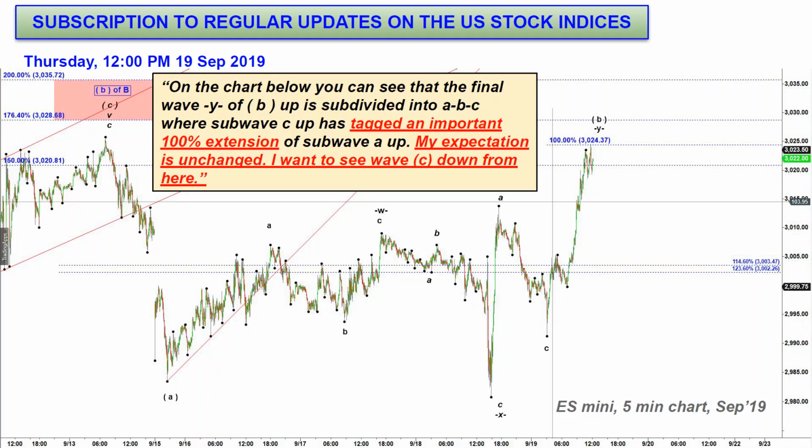It's Thursday noon. My expectation is unchanged. I want to see wave C down from here. And at this point, I kept adding to my puts. I started to add long-term puts expiring in November 2019.